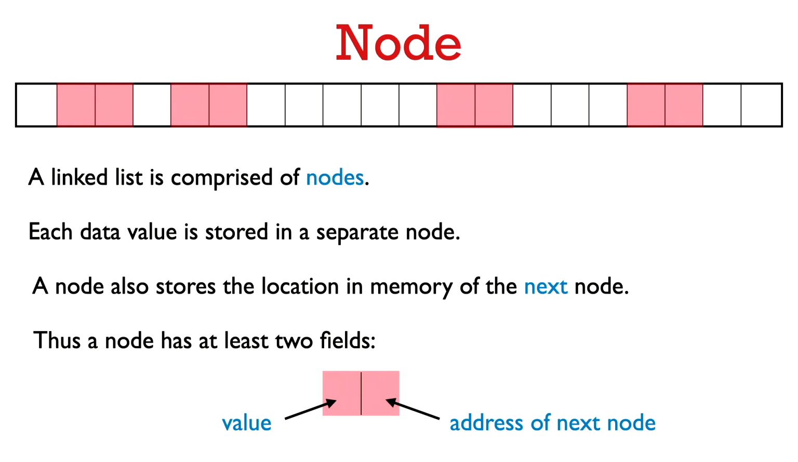Now the basic unit in a linked list is a node. A node is going to contain two pieces of information. It's going to contain a data value and the address of the next node in the list. Having the address of the next node in the list is how we're going to link up the nodes. So here we're representing nodes as taking up two words of memory, one word for the data value and one word for the address of the next node.